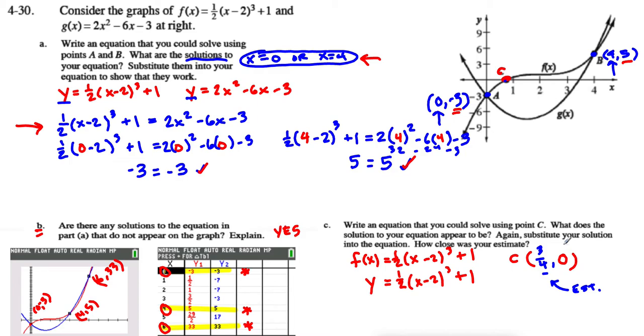Now, in order for this to be a solution, it would have to make our statement true. Well, we know that 0 is definitely part of that point, so let's take that and plug that in over here. We could say that 0 should equal 1/2 times the quantity x minus 2 to the third plus 1. This is the equation that they're looking for. We know the output of point C is 0, we're just not sure what the input is, but we can solve it here to figure out what it's going to be. I'm going to go ahead and solve that using the graphing calculator, show you a way that you can do that. So let's pull out our graphing calculator.